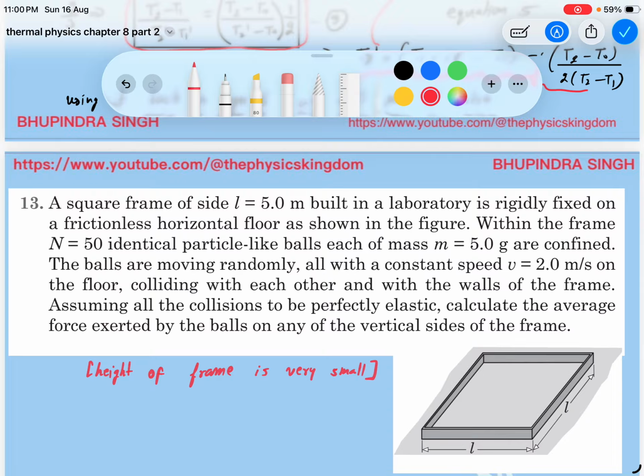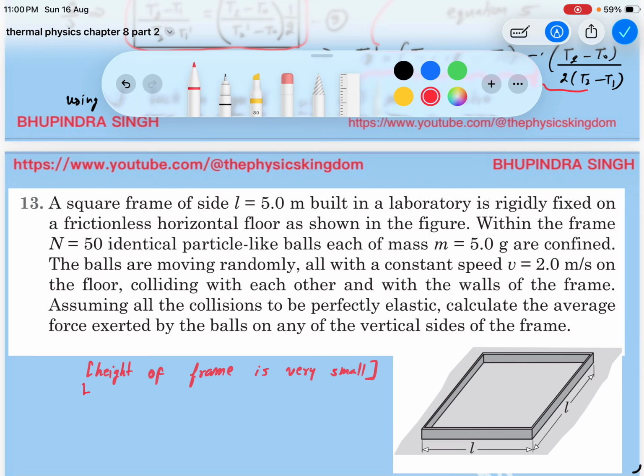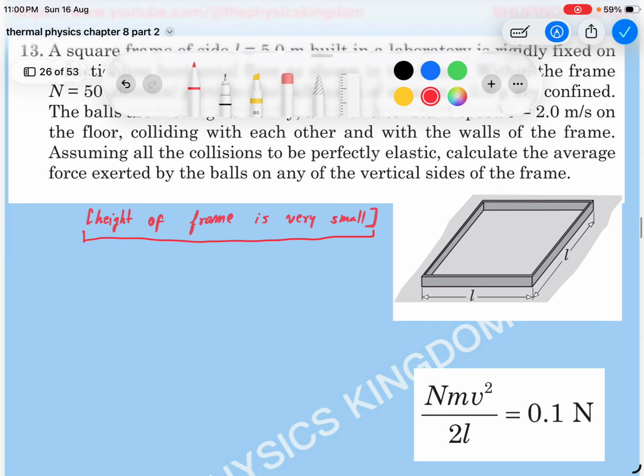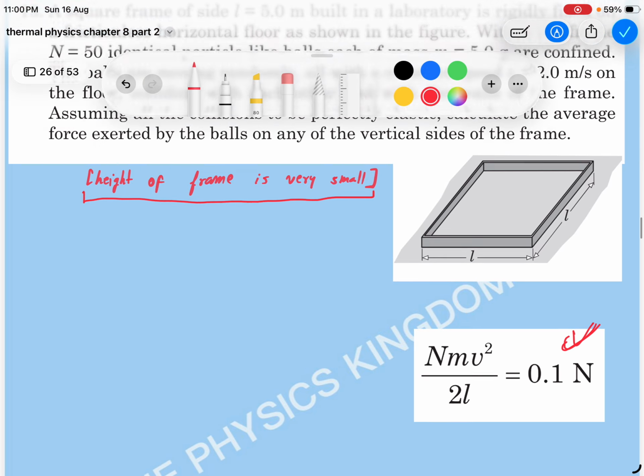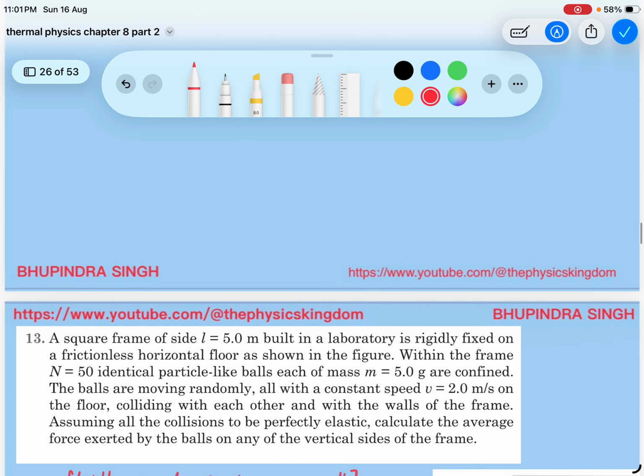Okay, so actually here in the question it was not mentioned, but it should be mentioned here that the height of the frame is very small, right? So the height of the frame is small, which is the same as the dimensions of the particles. So please take care of that and try to solve this question. The answer given is 0.1 Newton, which is 100% correct. Now let's discuss this in detail, right?